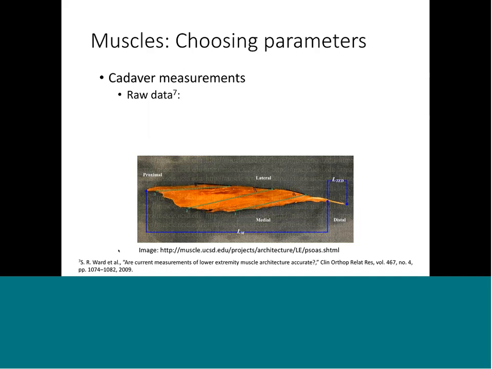To choose optimal fiber length in our model, we used experiments taken on cadavers published by Sam Ward. So the raw data includes muscle fiber length of the dissected muscle. So for example, the measurement shown here in green. Sarcomere length, which is taken using images of the dissected muscle. And pennation angle of the muscle fibers with respect to the line of action of the muscle tendon volume. So for example, this angle right here.